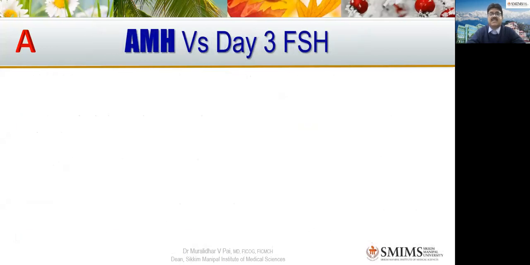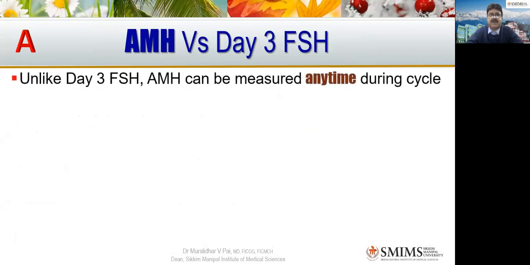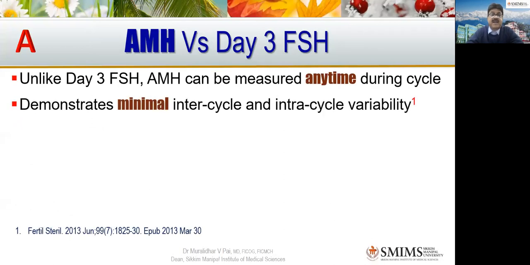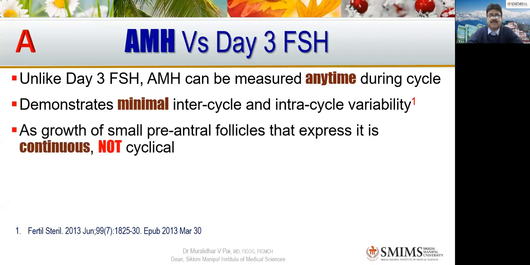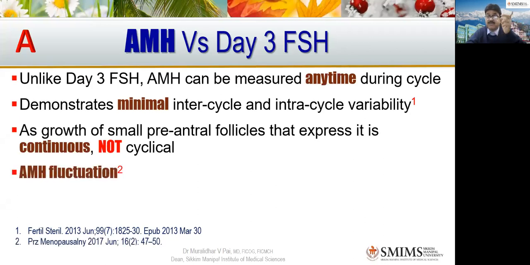So AMH versus day 3 FSH. I have not talked about FSH, but anyway, let's see how it fares. Unlike day 3 FSH, AMH can be measured anytime during the cycle, which I have explained beautifully already. It demonstrates minimal intercycle and intracycle variability. It's all depending upon antral follicles, as growth of small preantral follicles that express it is continuous, not cyclical. Anytime there are antral follicles, follicular phase, luteal phase. That's what the Shanghai people have understood nicely, and they are going for double stimulation.